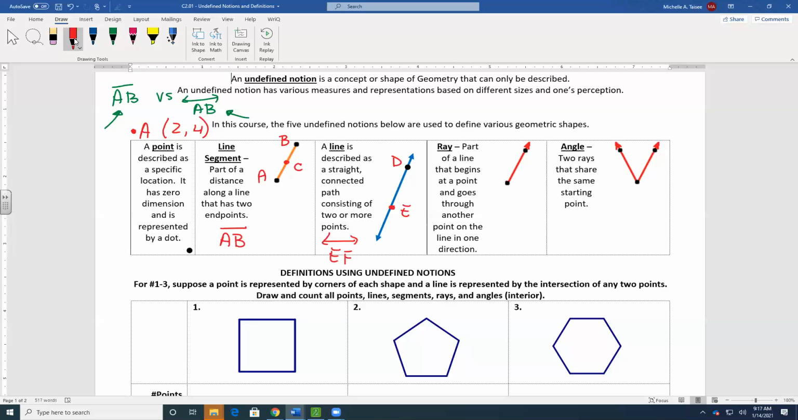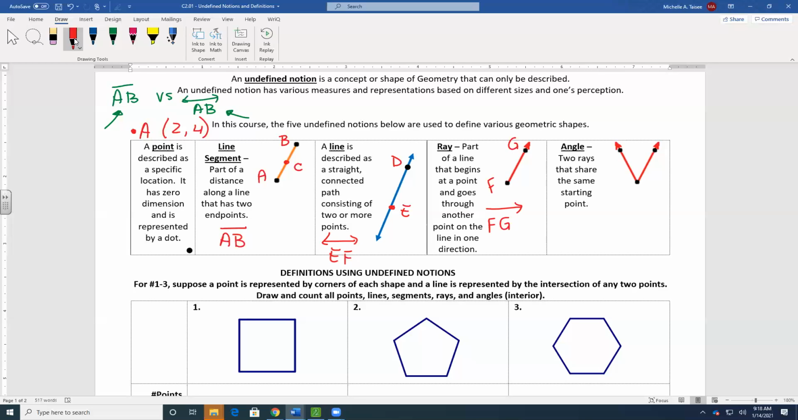A ray is a part of a line that begins at a point and goes through another point on a line in one direction. So this point is F and this point is G. Then I can talk about ray FG. The order that I write the letters determines the direction that my ray goes. So it starts at F, and underneath F is that fixed point, and then it goes towards G, and it never stops, so the G side has the arrow. It makes a difference.